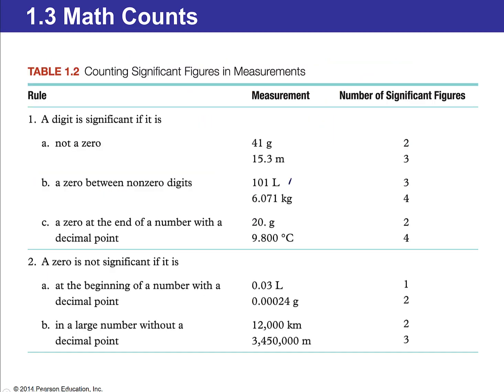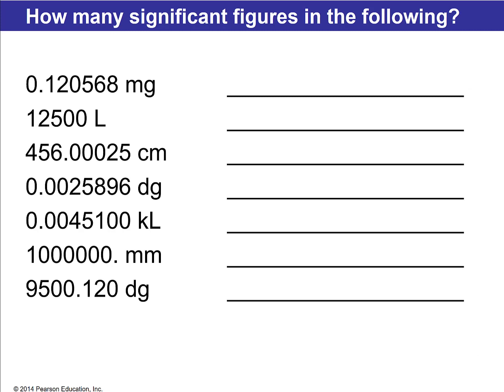Okay, so here's a few, in one of your PowerPoint slides. You tell me how many significant figures. 6. Does everybody see 6? Which one's not significant? The very first. So these are significant. There are 6 of them. Leading zeros are never significant. What about 12,500? 3. Which are they? The 125. No decimal place. Trailing zeros are not significant if there's no decimal.